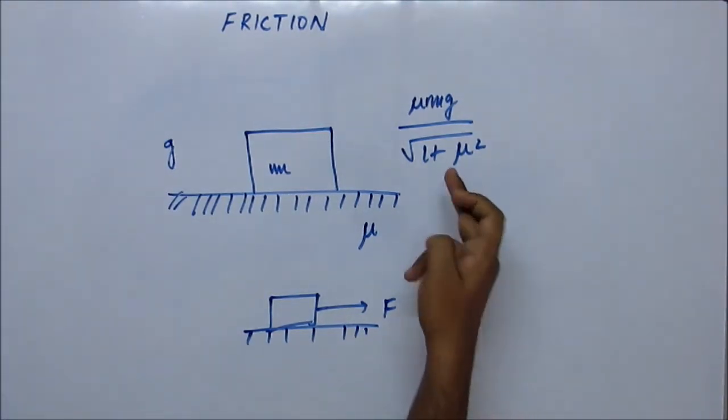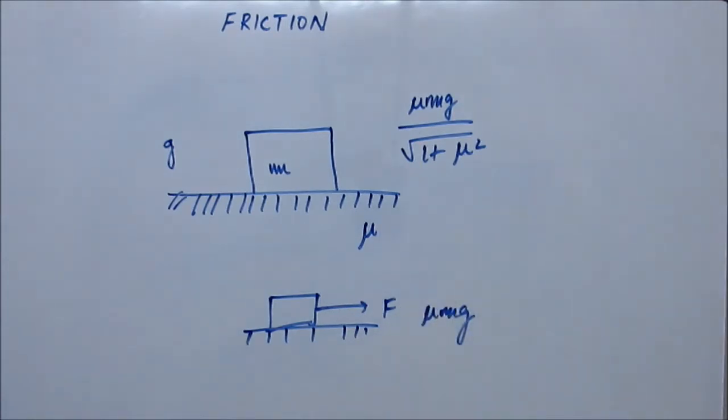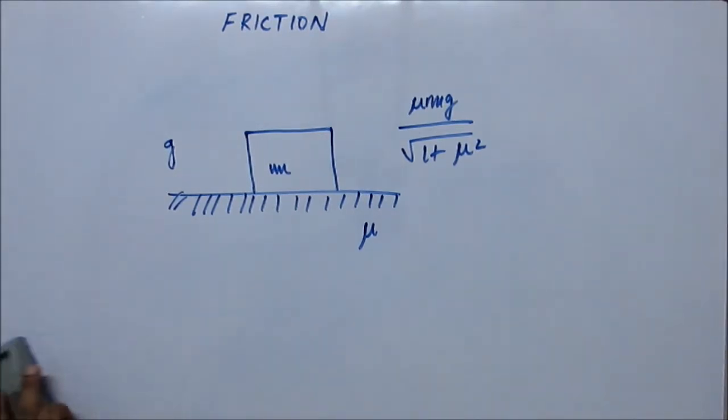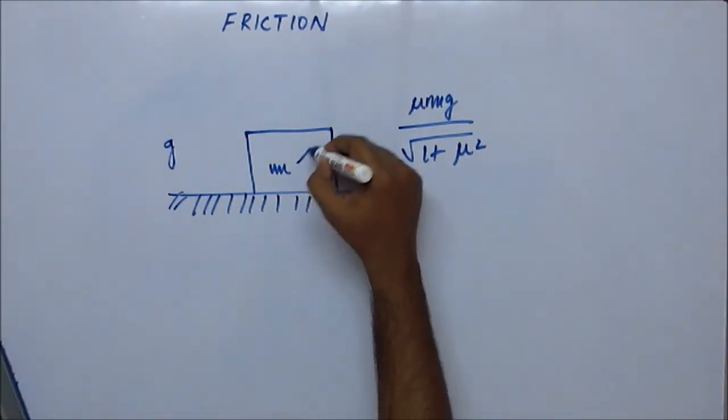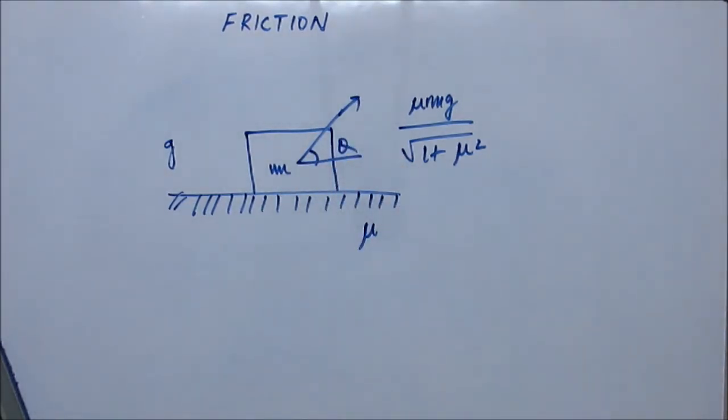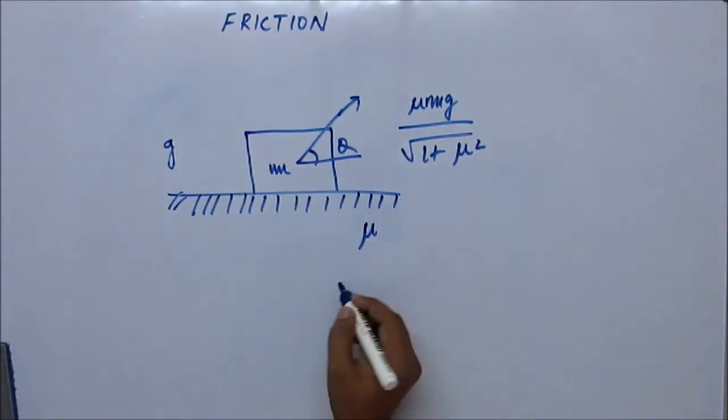Now as you can see, this is going to be less than mu mg because the denominator is greater than 1. So the minimum amount of force will not come out in the case when you are applying the force horizontally. So in order to consider a general case, let's consider that the force is being applied at an angle theta with horizontal. If that has to be a horizontal force, theta would come out as 0. But this is how in general you should consider the orientation of force. So the F is acting at an angle theta.